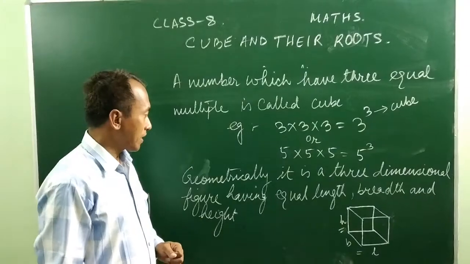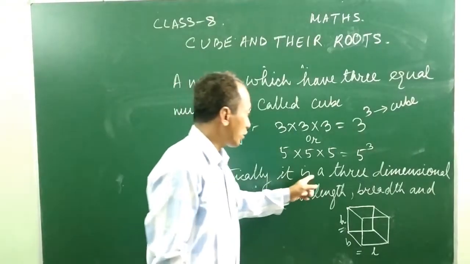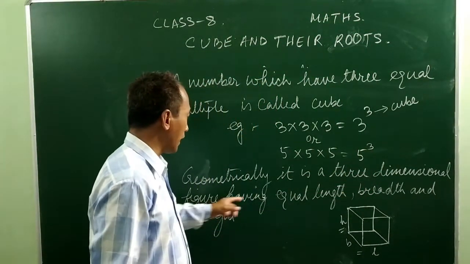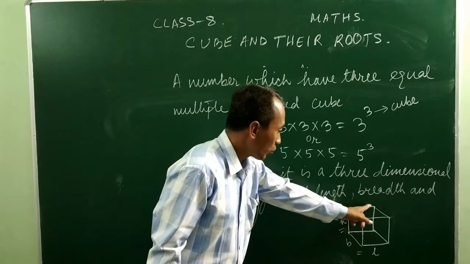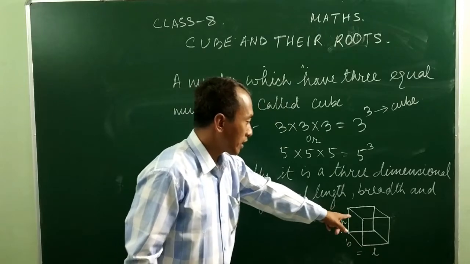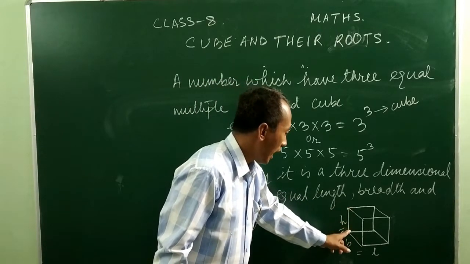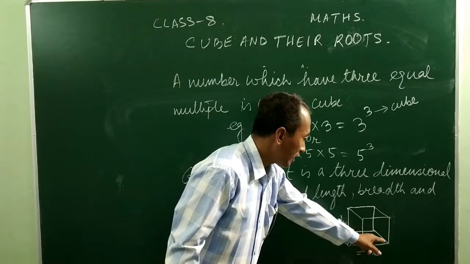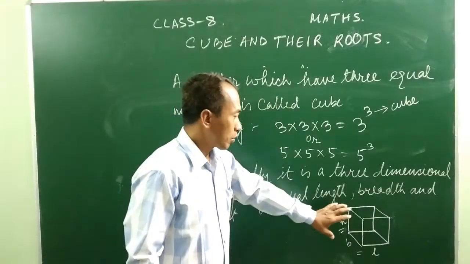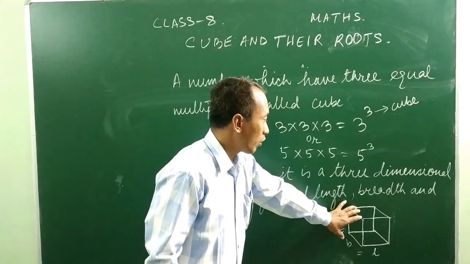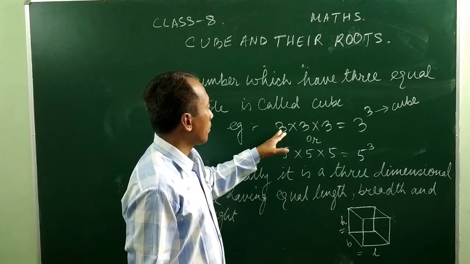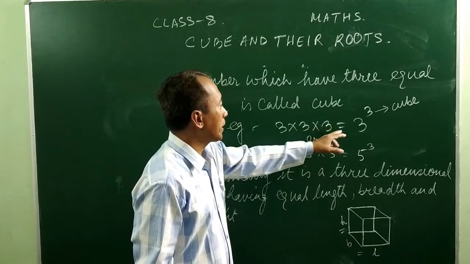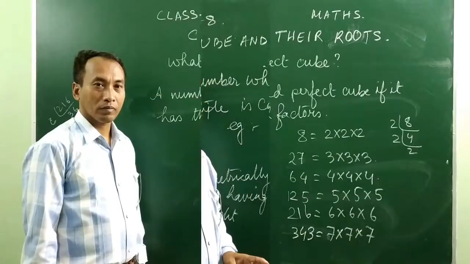Geometrically we can express it. It is a 3-dimensional figure having equal length, breadth and height. Here you see one figure I have shown you. This is a cube. Here height, breadth and length, all of them are equal. So this geometrical figure is called a cube. And mathematically we can express it as a number multiplied equally 3 times, that is called a cube.